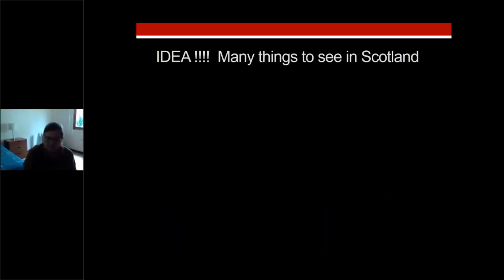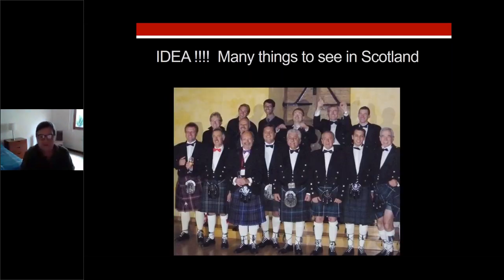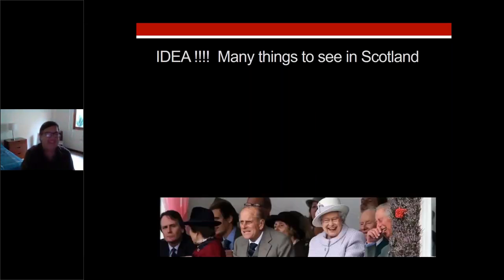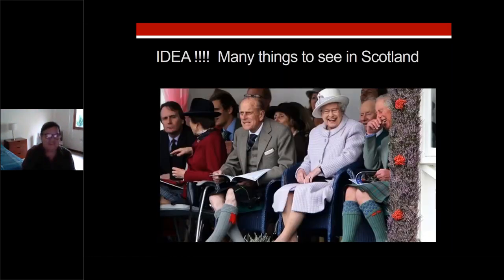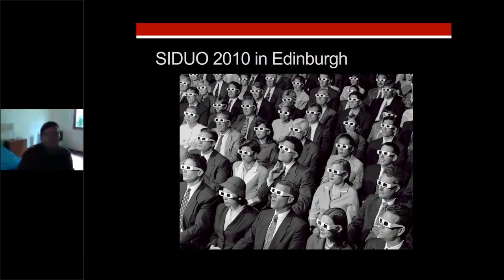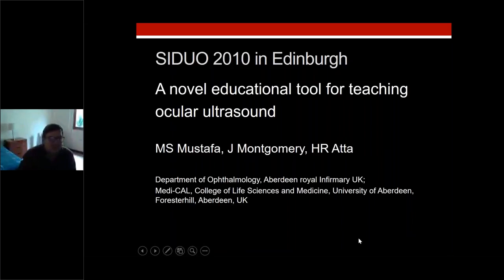This was at the CIDO meeting in Scotland. There were many things to show in Scotland at the time. For example, Ronald Green was showing the legs. Everyone was there. There were many things to see in Scotland, and they presented a 3D presentation in Edinburgh in 2010, in a paper called a visual tool for teaching. The Medical College of Life Science and Medicine University spent a lot of pounds to make this computer system. It was incredible.